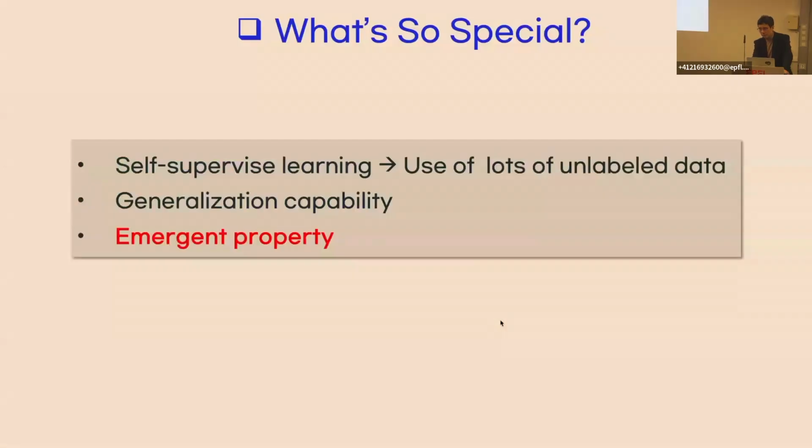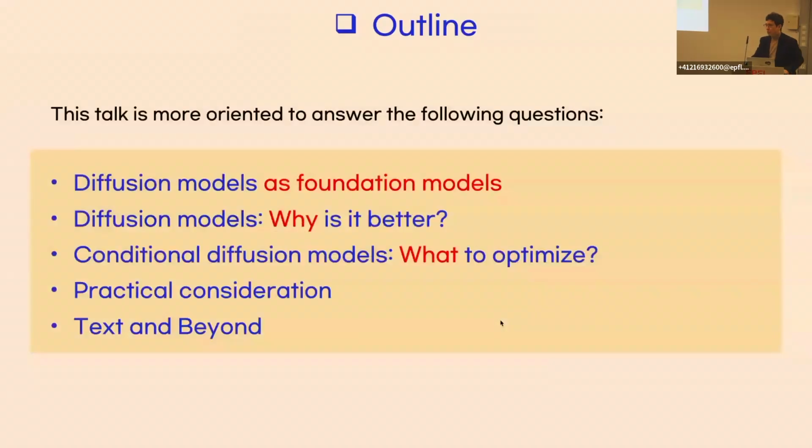Then why is the foundation model so special? We can use a lot of unlabeled data. This is really an important advance for the diffusion model as well. Because of that, it has very nice generalization capabilities. And a very important fact from an imaging perspective is the emergent property. We'll talk about that.